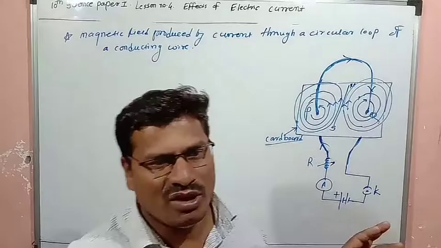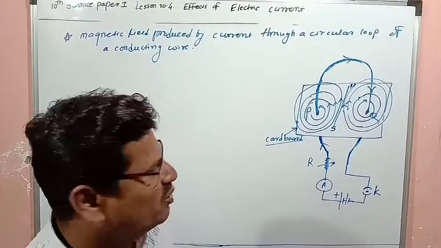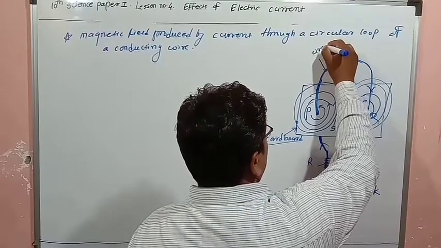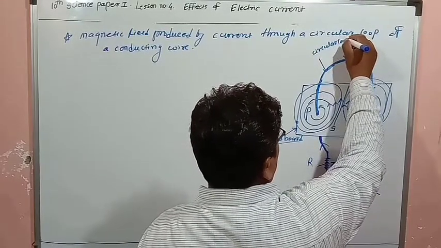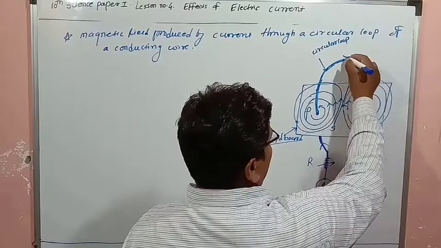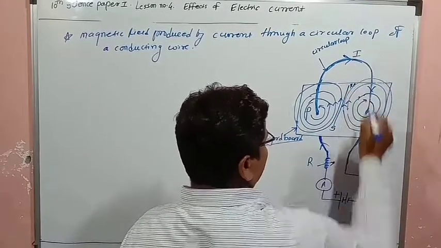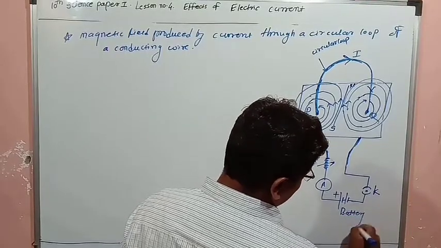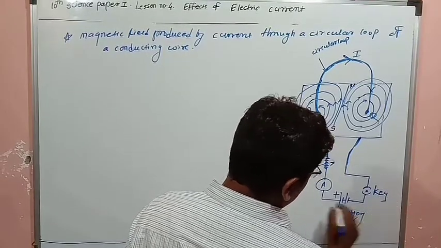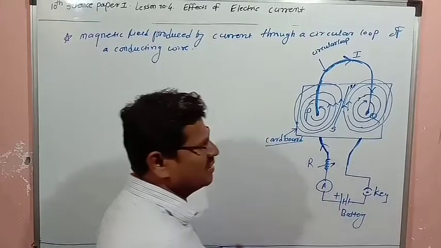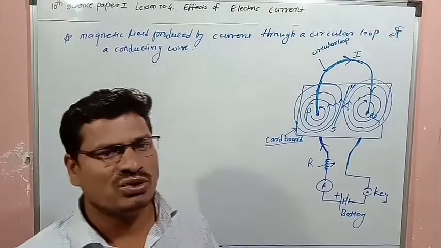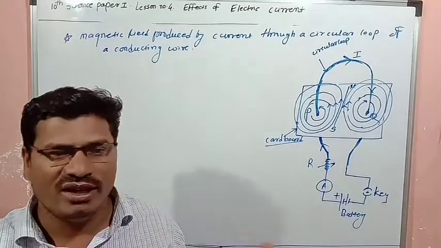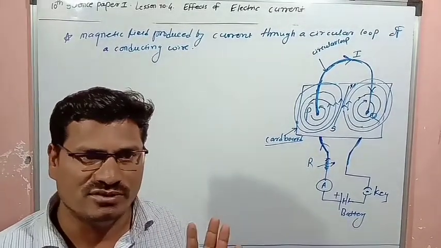So this way, if you apply the right hand thumb rule, and give names here, this one is the circular loop, and here current I is flowing. This one is the battery, this one is the key, this one is the ammeter. So if you make the diagram, with the help of the diagram you can explain it very well.